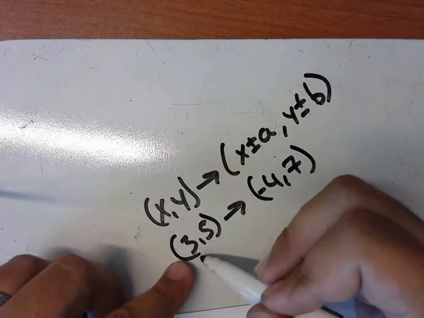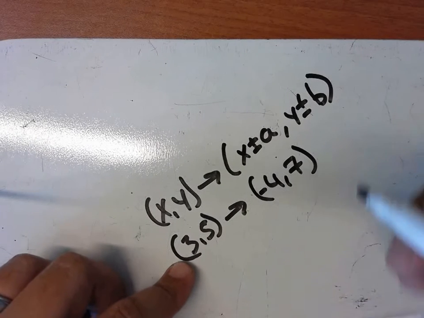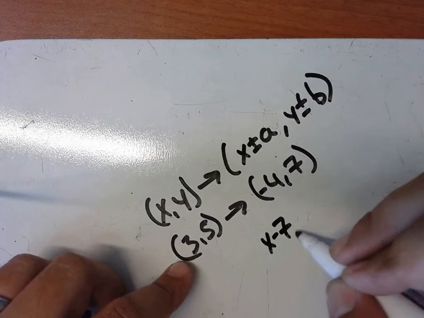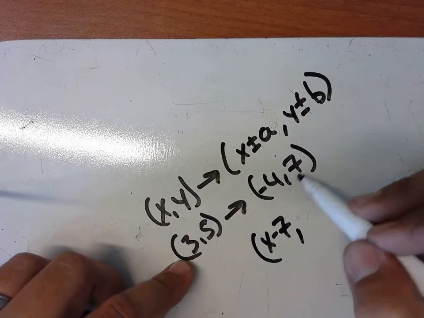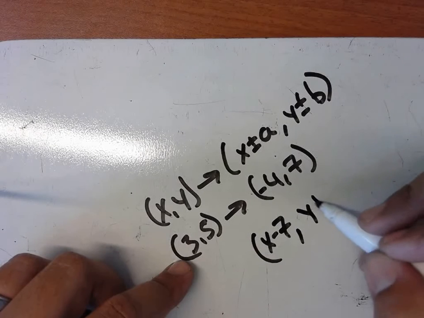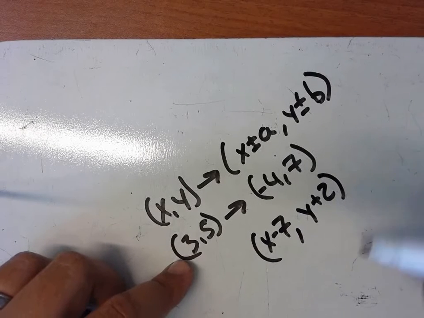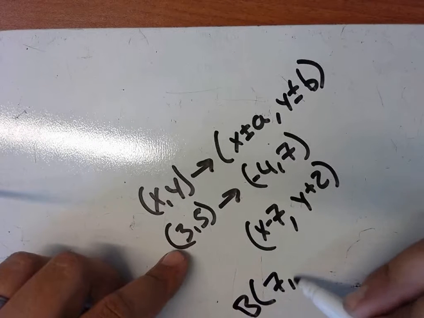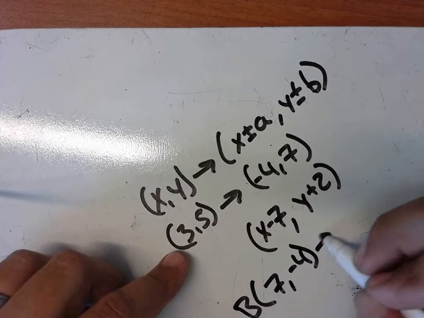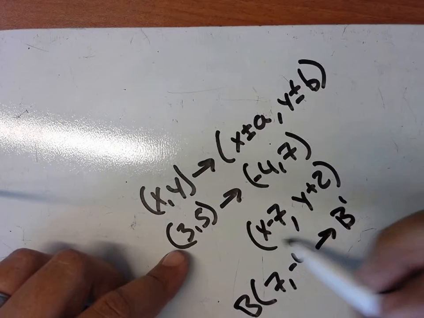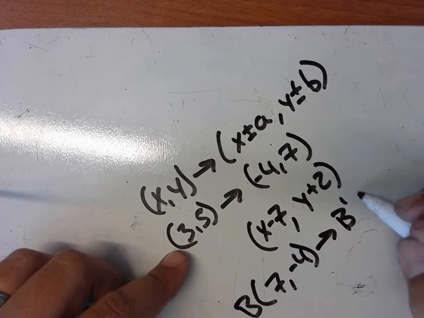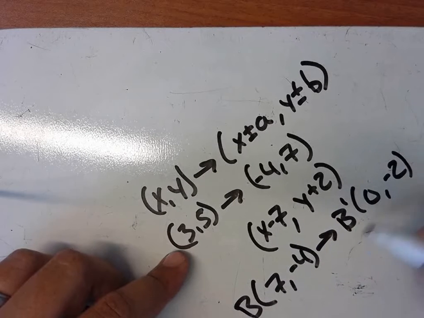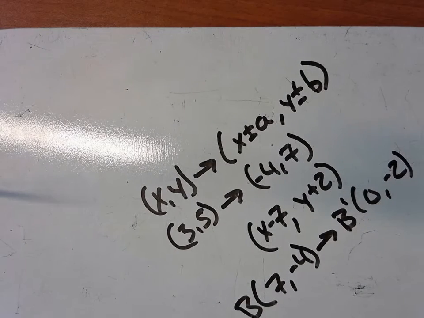So what are you going to add or subtract from 3 to get to negative 4? You're going to subtract 7. What do you add or subtract from 5 to get to 7? You add 2. You're going to do this same thing to B, which is at 7, negative 4. So B prime: 7 minus 7 is 0. Negative 4 plus 2 is negative 2. There's your answer. You're done.